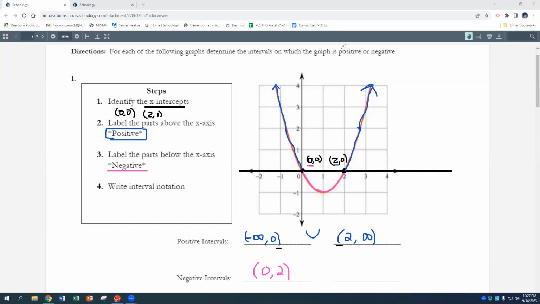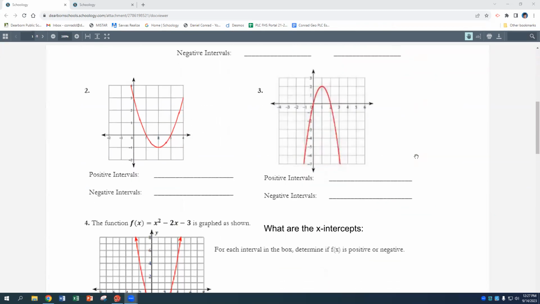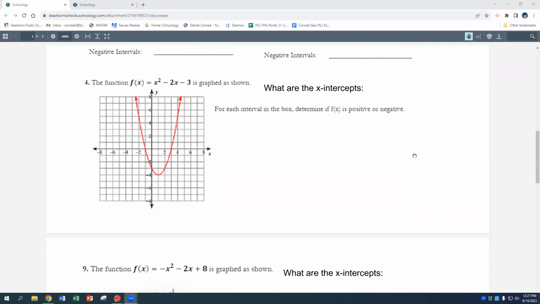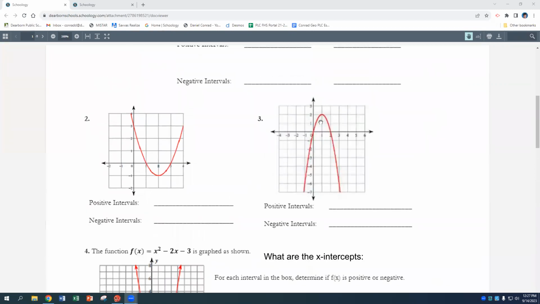All right, let's look at some examples. We'll look at just a couple; I'm not going to do the whole thing. Let's look at number 4. Actually, number 4 is just like the one we did. Let's look at this one here, number 3. My x-intercepts here are again the same as the first one, 0, 0 and 2, 0.